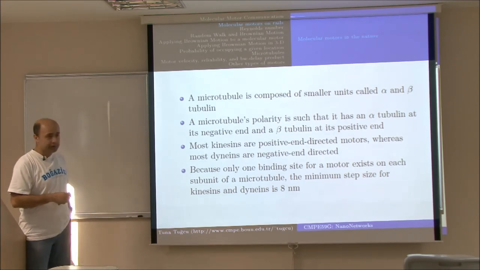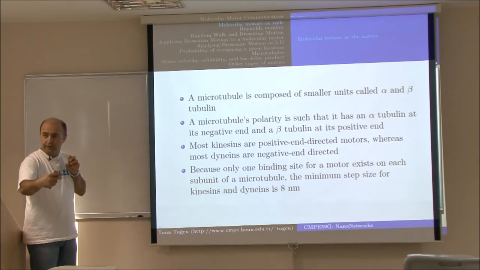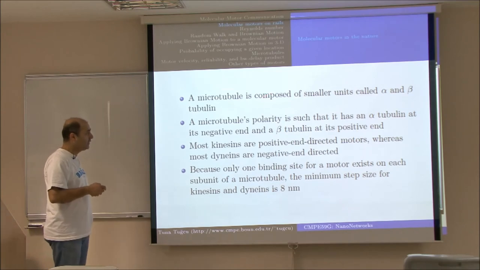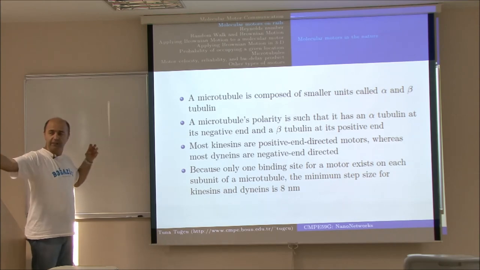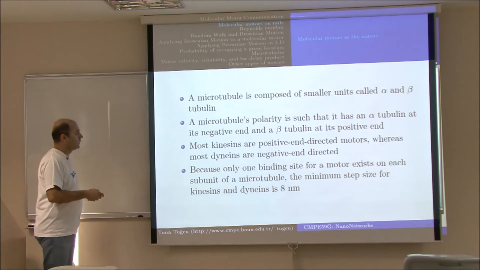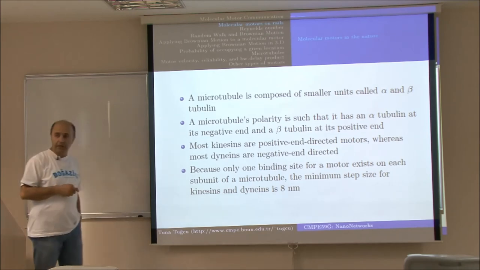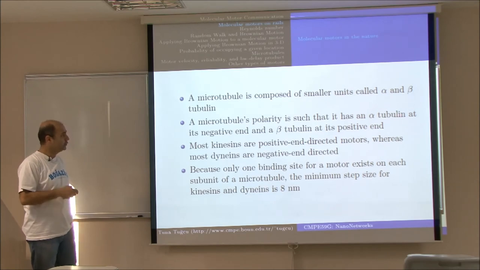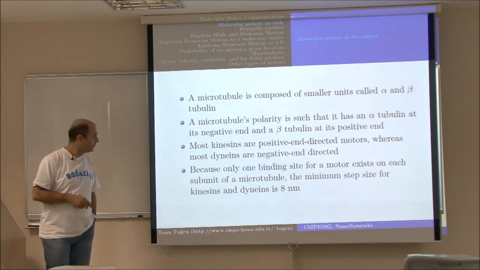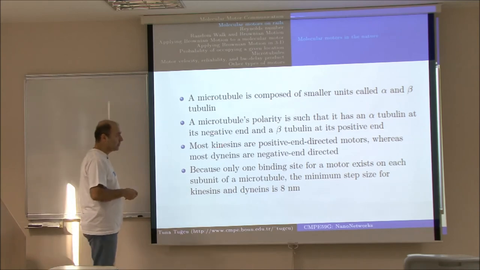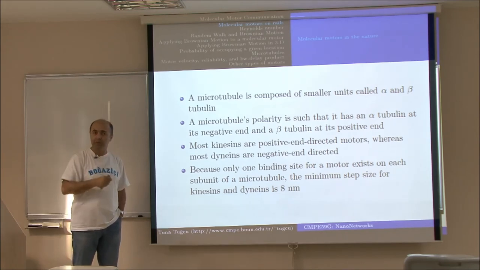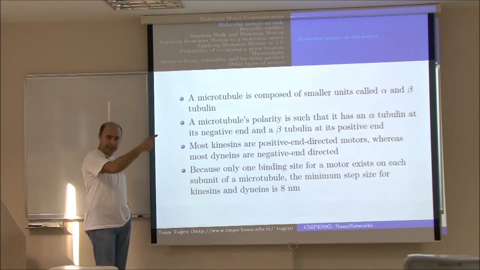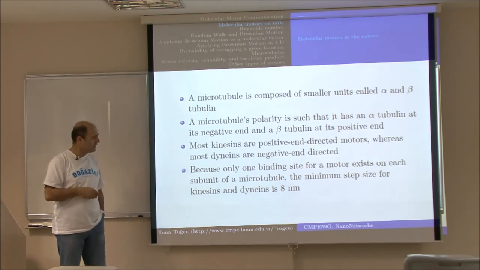The microtubule rail on which this motor walks is composed of alpha and beta tubulins. The microtubule's polarity is also determined by these tubulins, such that the alpha tubulin is at the negative end and the beta tubulin is at the positive end. Most of the kinesins are positive end directed motors, which means they walk towards the positive end, which, remember, is towards the cell membrane. That's why the kinesins go towards the cell membrane, whereas the dynein work the other way around.